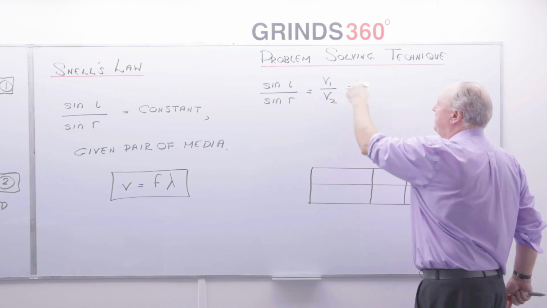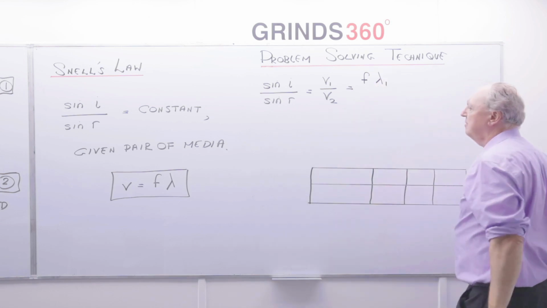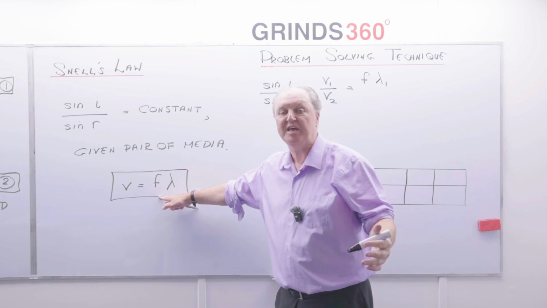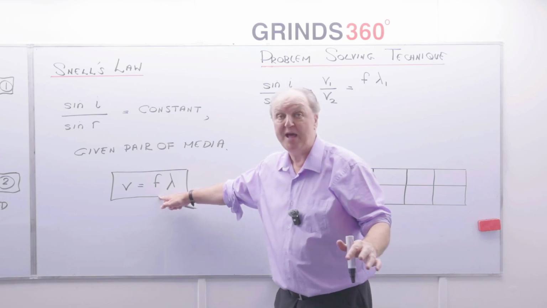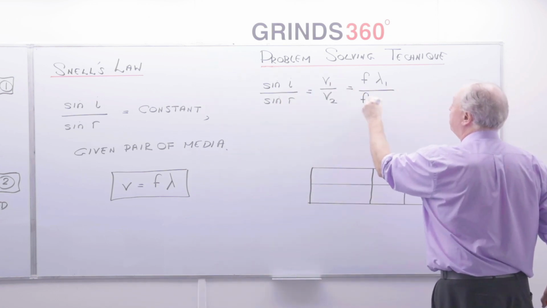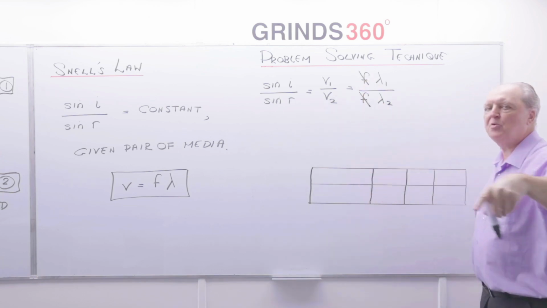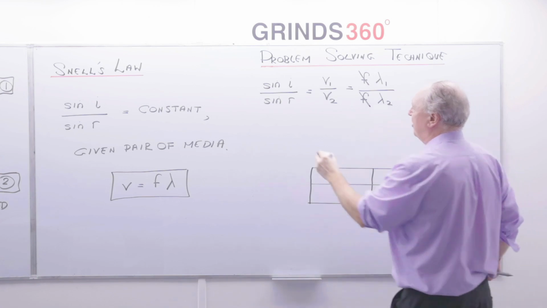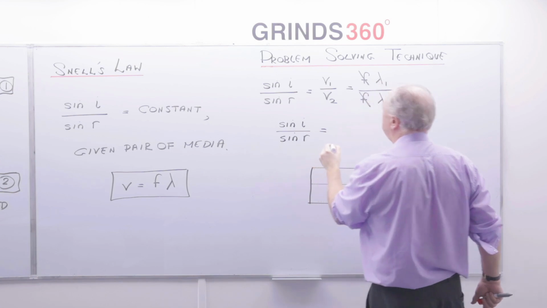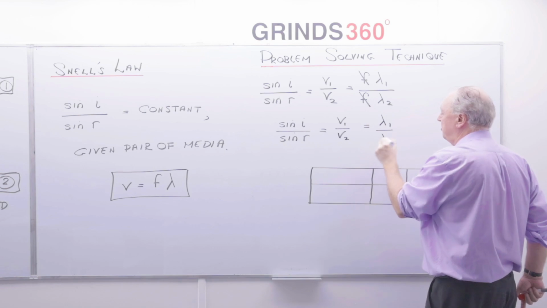Well, going back here, V1 is F lambda 1. Notice I don't put down F1 because F does not change. I just said that. F depends on the oscillator. So F is the same in both media. And what's V2? Well, it's F lambda 2. And what happens here is that the F's cancel. Now you end up with this triple part formula. You have sine I over sine R is equal to V1 over V2 is equal to lambda 1 over lambda 2.